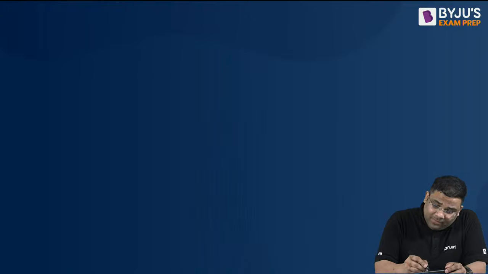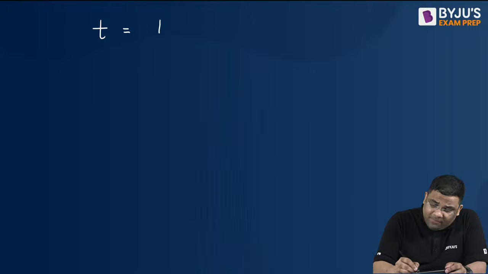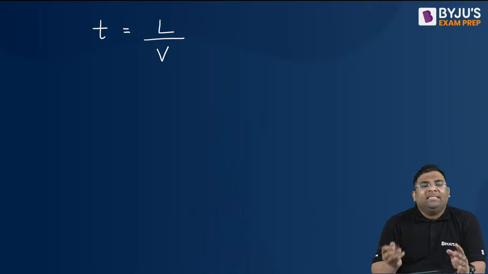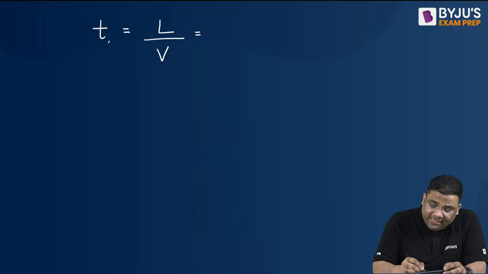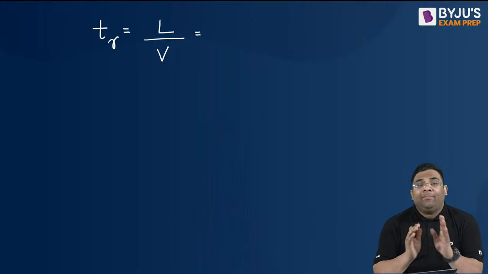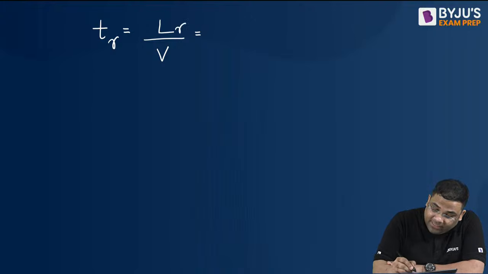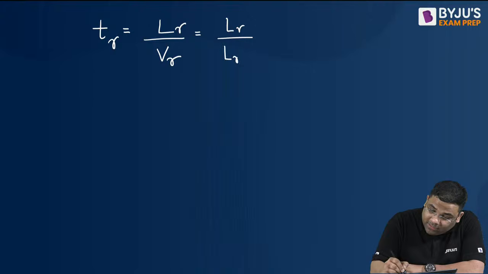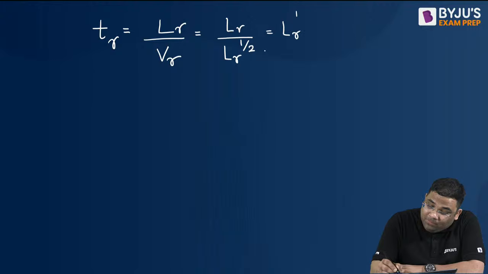Now, if I ask you for time. What is time? Time is length by velocity, distance by velocity, right? So if I'm taking the time ratio, means time taken in the prototype and time taken in the model, that will be length ratio and velocity ratio. This is length ratio, velocity ratio is length ratio to the power half. So this becomes LR to the power half.